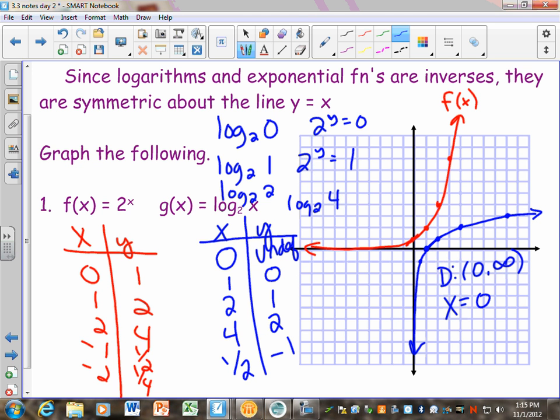Your book is going to focus a lot on ln. I'm not a big fan of graphing ln because that means I'm going to be graphing decimals, but we can do it. It's the same thing. So let's look at that.